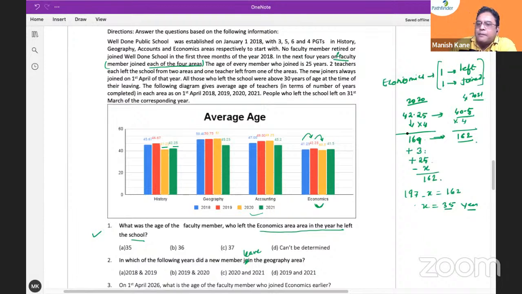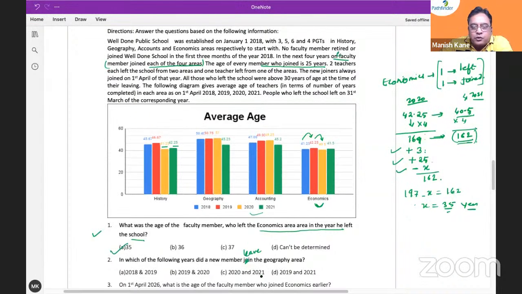Have you understood how we have done it? 169 was the sum of ages in year 2020. One person left and one person joined economics in this year. So if one person left, out of 4, only 3 continued. So their age increased by 3 years, so plus 3. A new person joined whose age is 25 years, because a new person who joins is at 25 years. The old person who left had age X years. And the final total is the same as 162. So I just equate and solve, and I get the age of this person as 35 years. I hope the solution is clear.